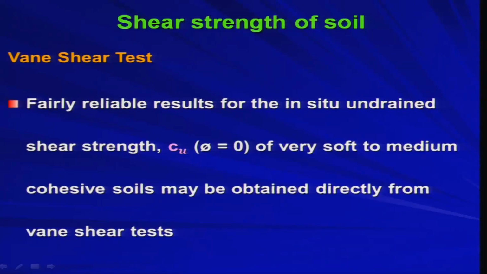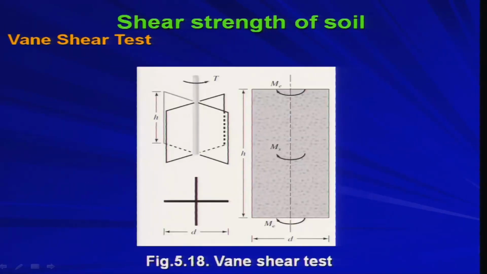But please try to remember, if you have very cohesionless soil or say gravelly soil or maybe very stiff soil, in that situation the vane shear test will not be that effective, or should not be used. Okay. So, this is the typical view of the vane shear apparatus. What we have is one rod, on which the torque is applied, and you have the vanes like this as it is shown.